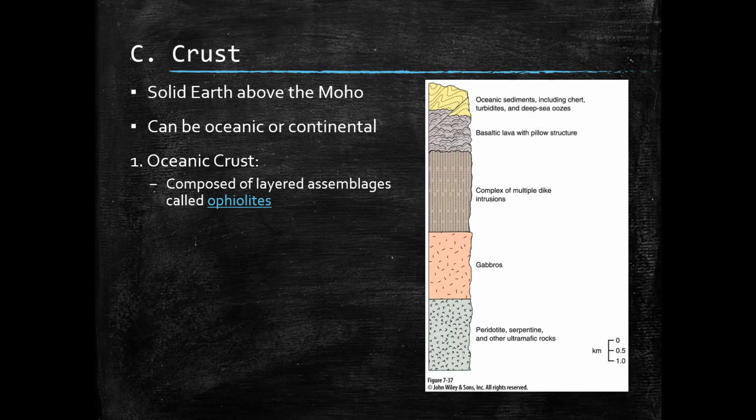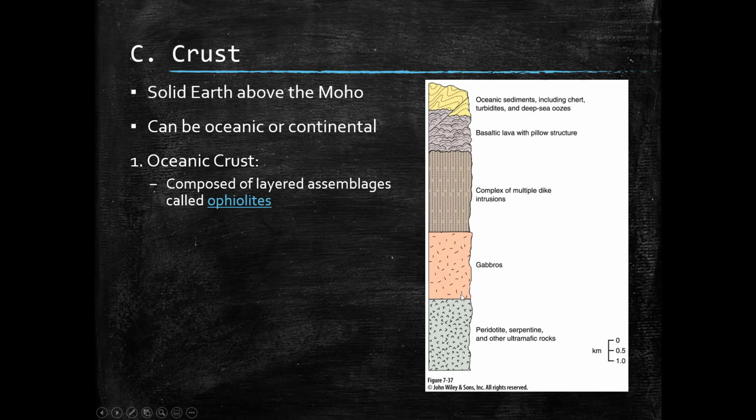So here is a figure from your textbook. And if we were to do a cross section through ocean crust, we would find what are called ophiolite suites. They are layers of rocks that are found in a very typical sequence from bottom to top. So let's start at the bottom. If we were to go to the base of ocean crust, so just above the MOHO, we would find rocks called peridotite, like we just talked about. When peridotite is metamorphosed a bit, it turns into serpentine.